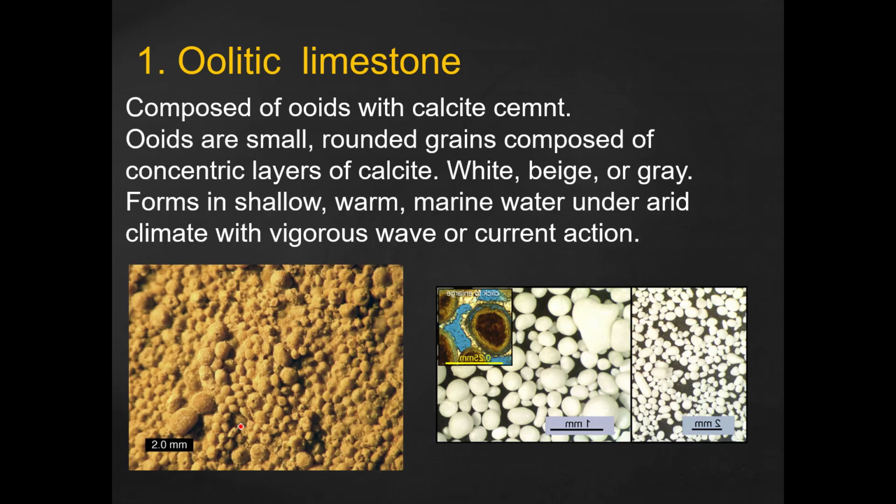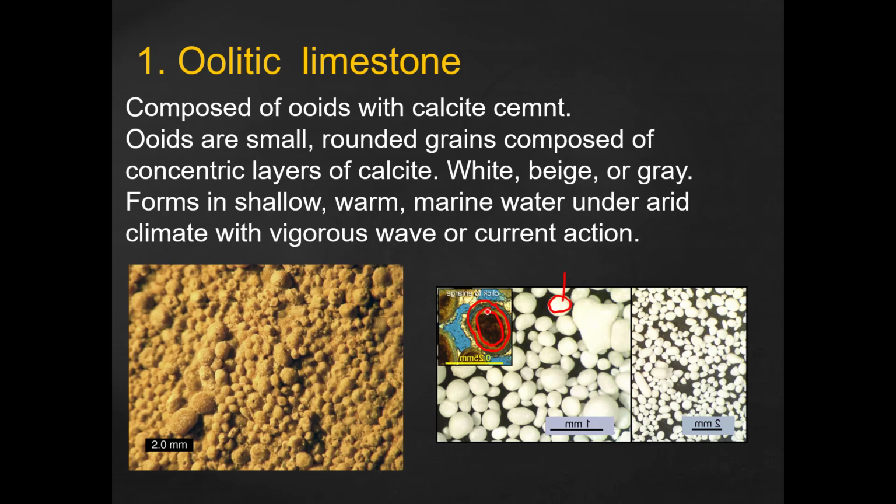The oolitic limestone is composed of ooids. Ooids are these little round grains, and they are composed of concentric layers. You see how it's concentric? Of course, it's not perfect, but pretty much perfect. So, concentric layers of calcite. It's usually white, beige, or gray.